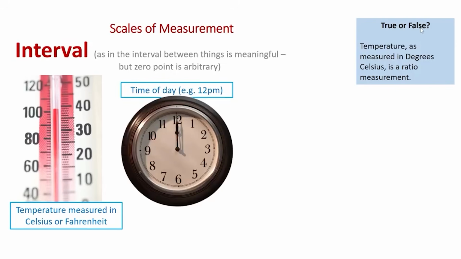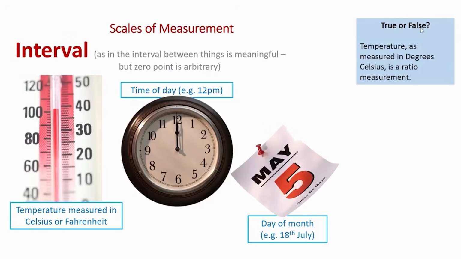Another example is time of day. It's an interval measurement, because it's meaningful to say that between 12 o'clock and 2 o'clock is 2 hours, and 2 o'clock and 3 o'clock is 1 hour. So the distance between points on the scale is meaningful, but there's no true 0 point. There's no point at which we say there's a complete absence of time. Likewise with day of the month.